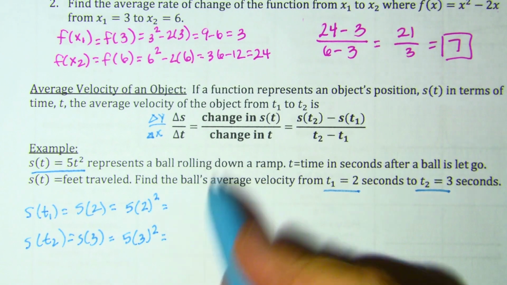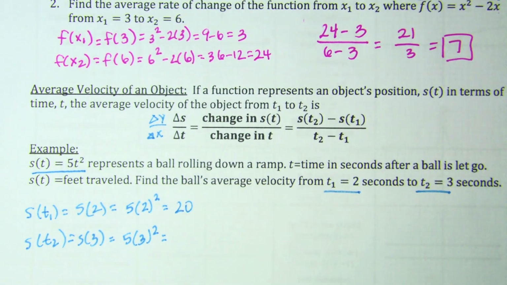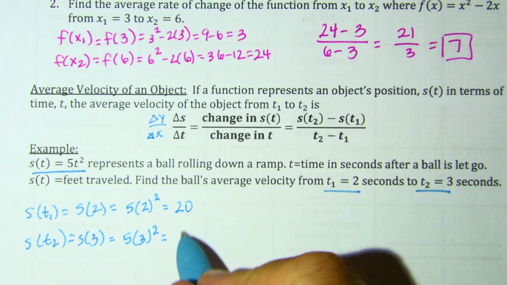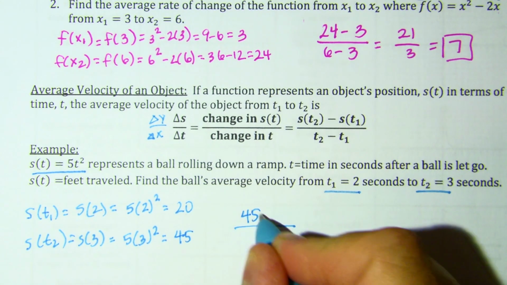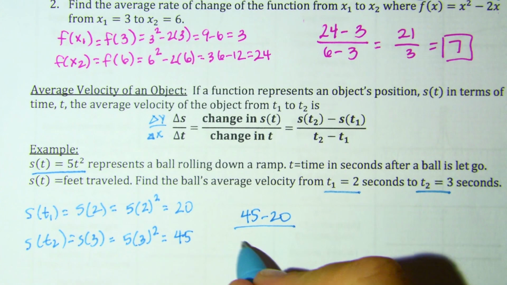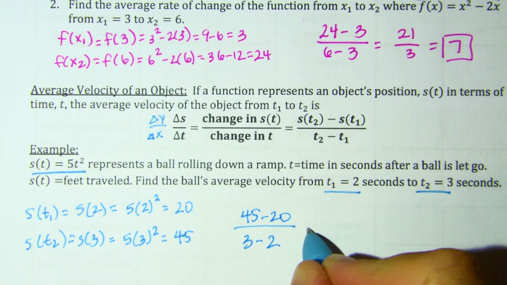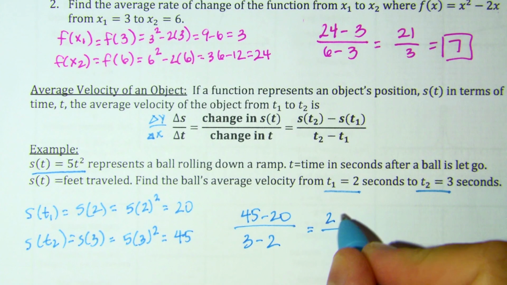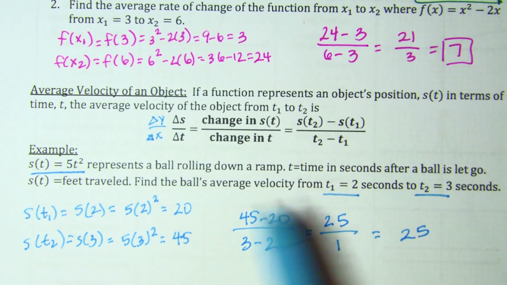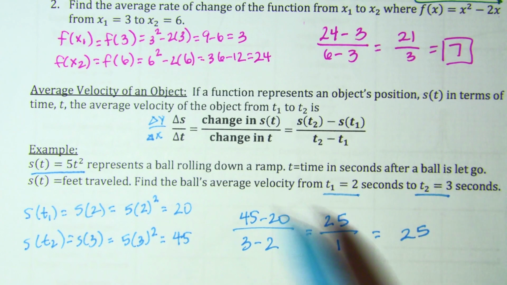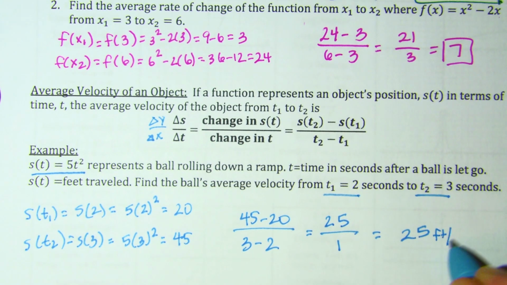So 4 times 5 is 20. 3 squared is 9. 9 times 5 is 45. So that would be 45 minus 20 over 3 minus 2, which is 1, and 25. So 25, and because we're talking about a specific word problem with actual units here, we want to say feet per second.